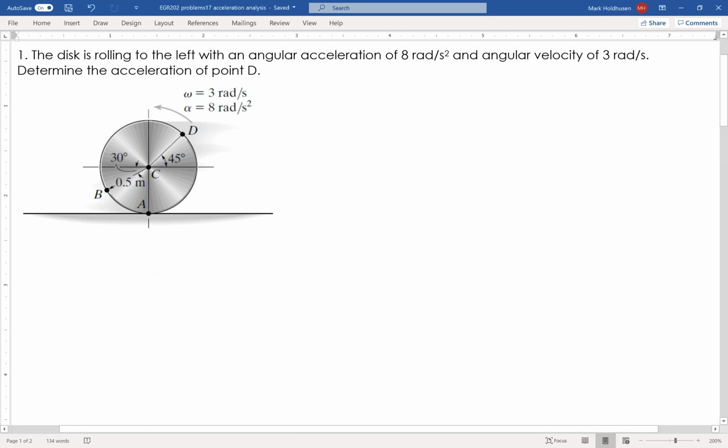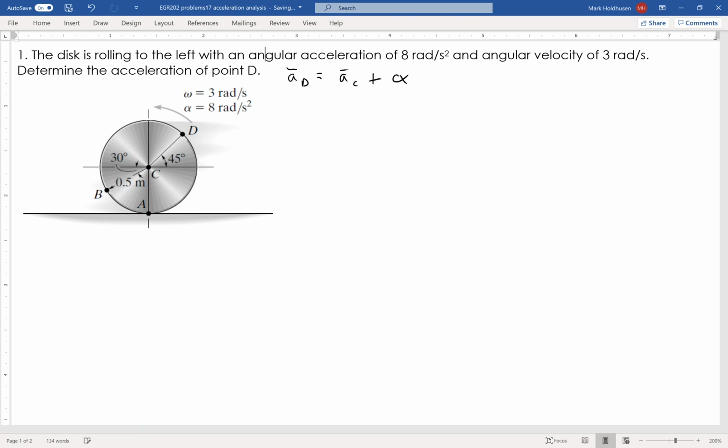Right. The disk is rolling to the left as shown, and I want to try to figure out what the acceleration of point D is. So I'm going to write my relative acceleration equation as follows. Again, what I'm looking for is the acceleration of D, relative to the acceleration of C, which I'll be able to find because I know it's rolling without slipping here.